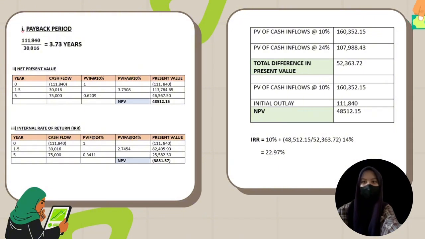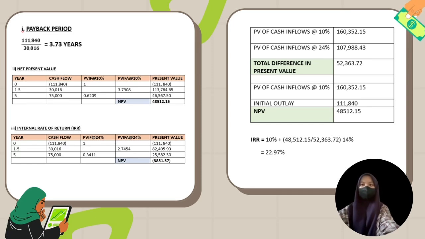Next, based on the question, to calculate the NPV of the capital budgeting proposal, the life of the project is 5 years with the cost of capital of the firm at 10%. The amounts needed to calculate NPV are the initial outlay 111,840, the annual differential cash flow 30,016, and the terminal cash flow 75,000. The NPV amount will be obtained by multiplying the cash flow values by the rates based on the PVIF and PVIFA tables. 48,512.50 is the outcome of the calculation of NPV.